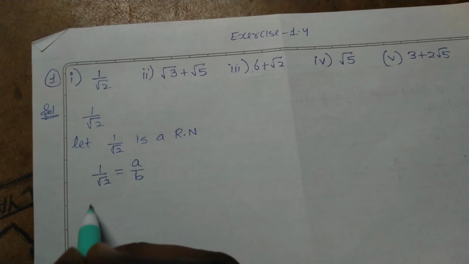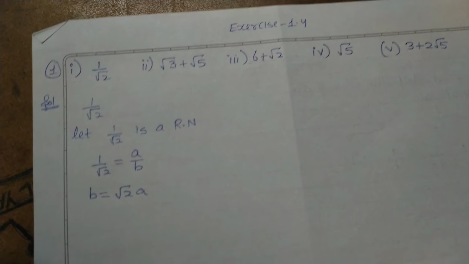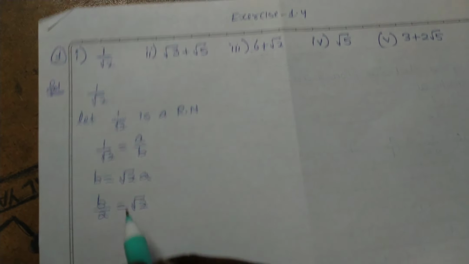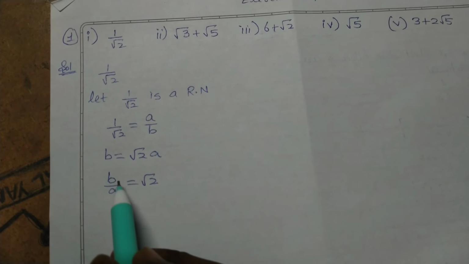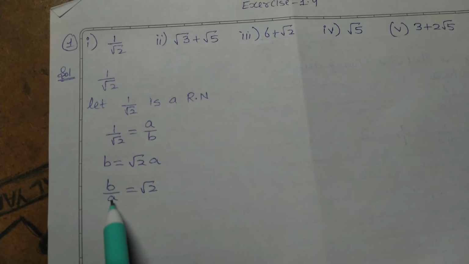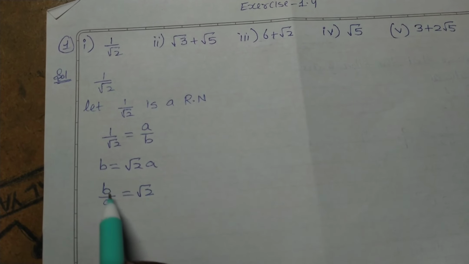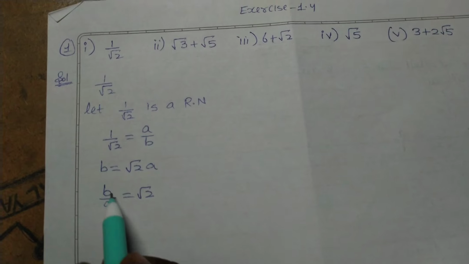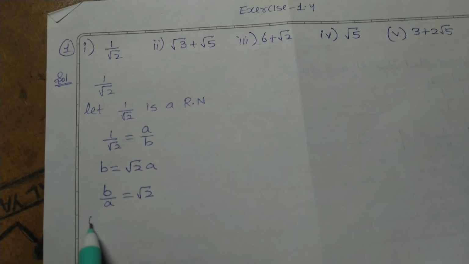If you cross multiply, what will you get? b is equal to root 2 a, and from here b by a is equal to root 2. Here b by a is a rational number. We already know it is a rational number, and the common factors between them is equal to 1, these are co-prime numbers. So b by a is equal to a rational number.